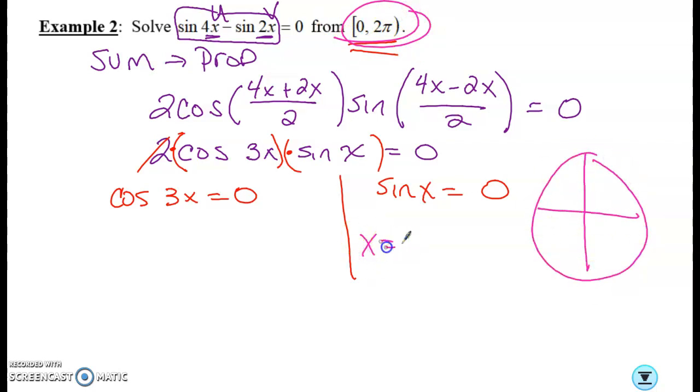So I'm going to do this side first because it's a little bit easier. And so where does sine equal 0? That's going to happen at 0 and pi. So my answers from this piece are going to be 0 and pi.